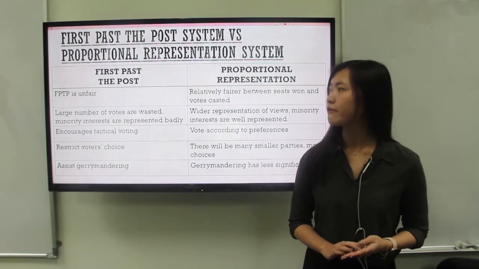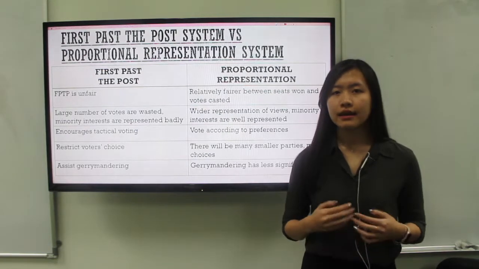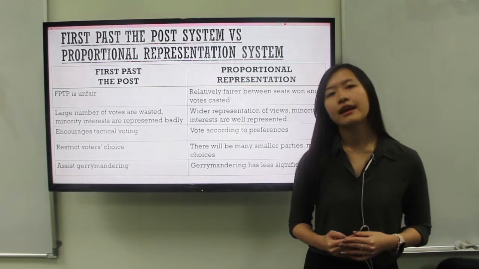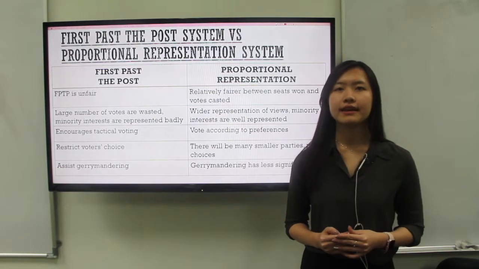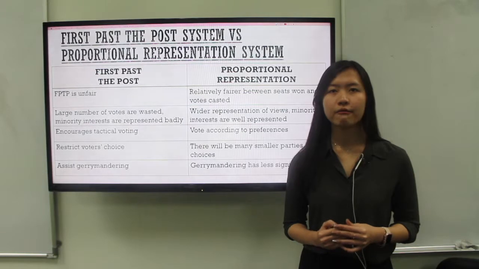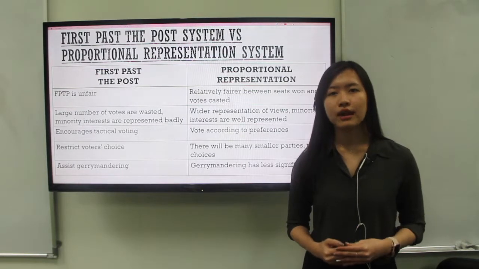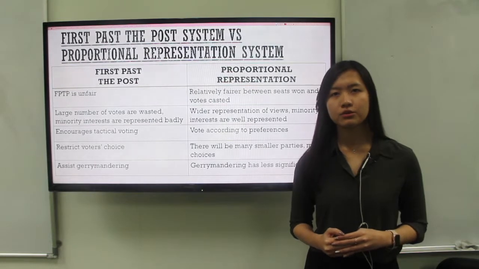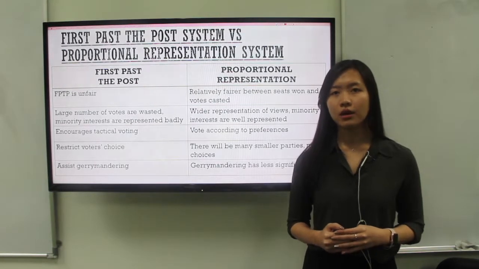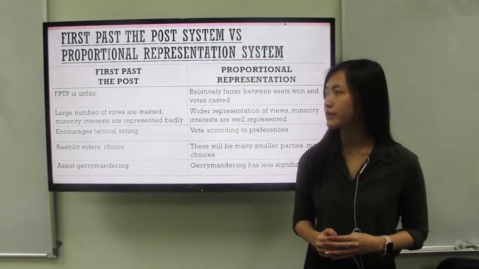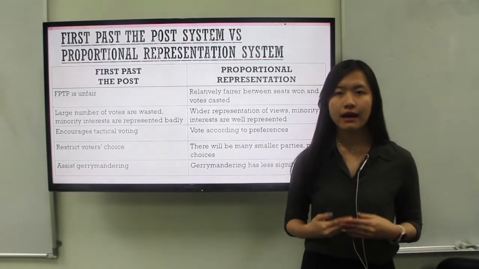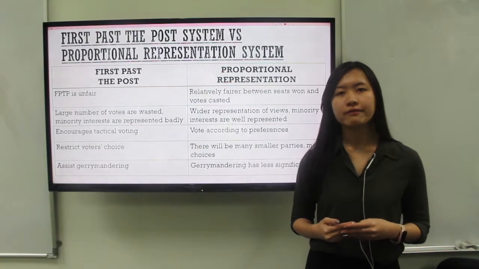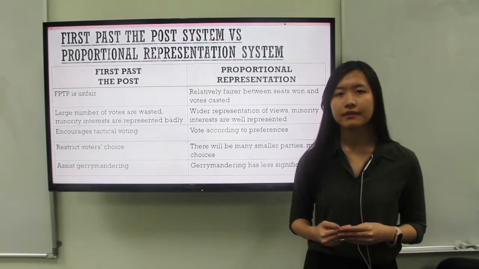Subsequently, a large number of votes are wasted, as votes cast in the constituency for the losing candidate count for nothing, and as for the winning candidate, there is a minimum required number of votes that he has to garner, and any other votes cast after that also count for nothing. Also, the minority interests are represented badly, therefore an electoral reform is required in the United Kingdom.